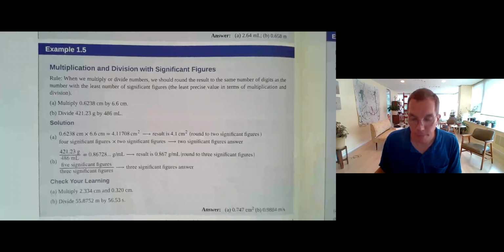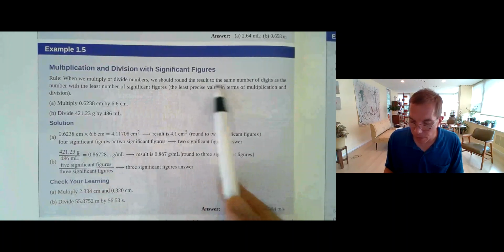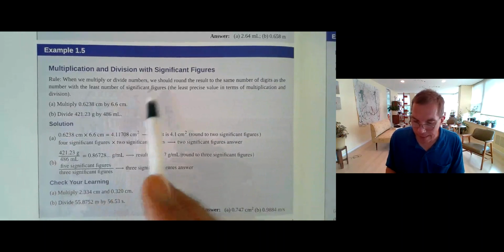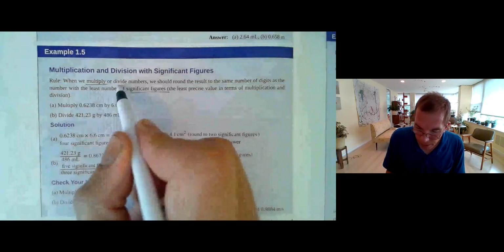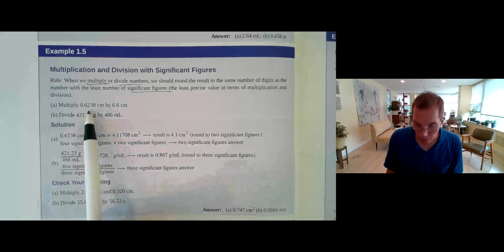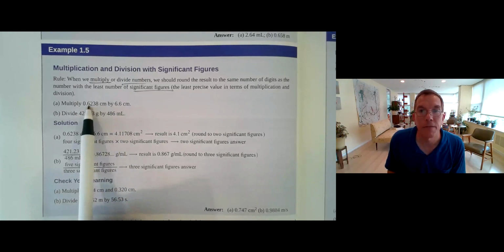How does that contrast with multiplication and division? When we multiply or divide numbers, we should round the result to the same number of digits as the number with the least number of significant figures when we multiply or divide. So now they go through a couple examples here. We're going to take 0.6238 divided by 6.6. How many significant figures are in this number?